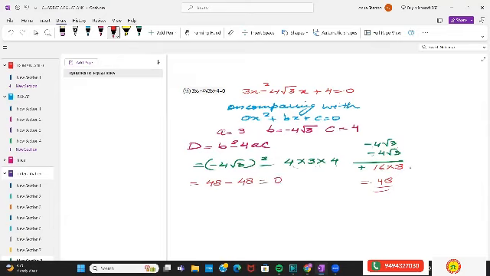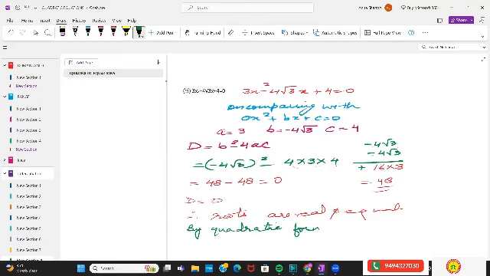Now tell me whether roots exist or not. Roots exist, because as we got discriminant is equal to 0, therefore roots are real and equal. Right? So in the second part, we have to find them. So simply, you can apply the quadratic formula, or you can split the middle term also.